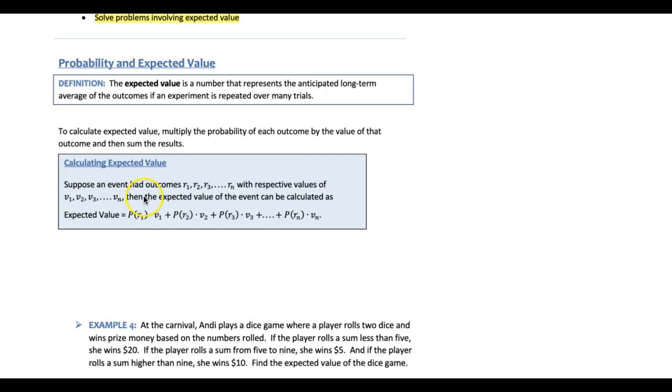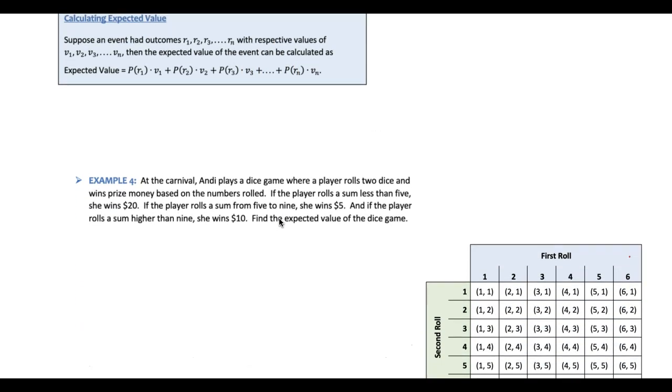To calculate expected value, you would take the probability of a result times its value. And you would keep repeating those products, probability of a result times its value, until you reach the end of the results. And at the end, you take the sum of all of those individual products. Let's look at an example.